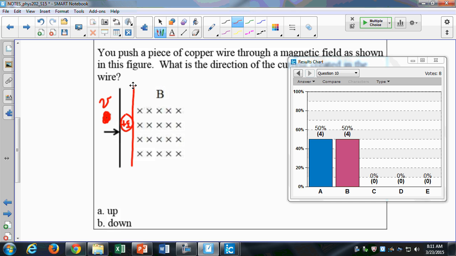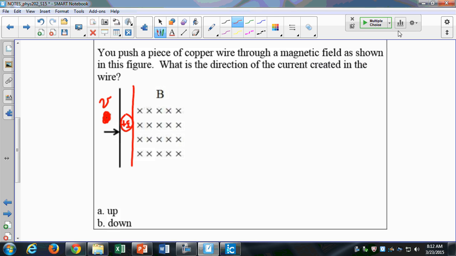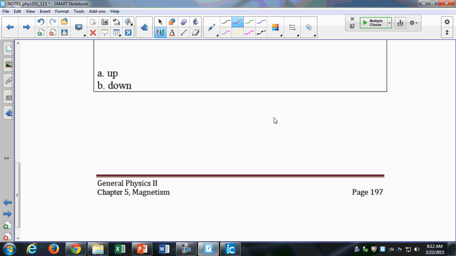For those of you that put B, what were you thinking? Were you not sure, or what were you thinking along the same line? Oh, you just did it upside down. Okay, you're using your left hand? Okay, well, I'm just going to leave it at this. The point of this is that if you run a wire through a magnetic field, then it generates a current in that wire, which is the idea behind generators.